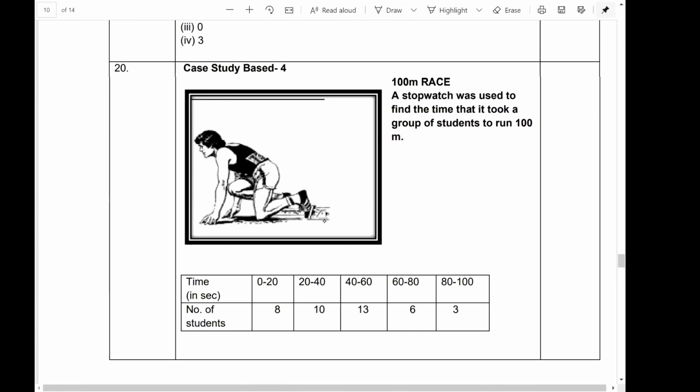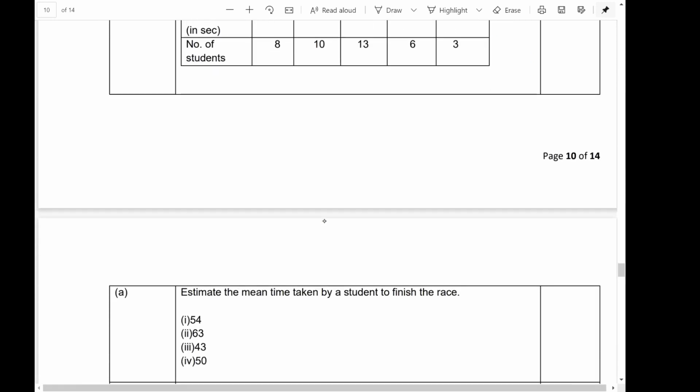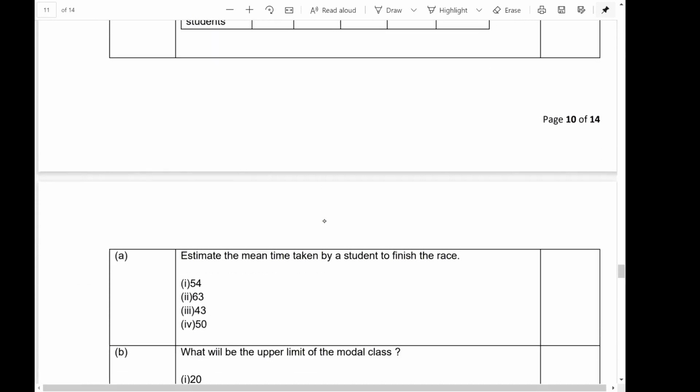0 to 20 seconds, 8 students. 20 to 40 seconds, 10 students. 40 to 60 seconds, 13 students. 60 to 80 seconds, 6 students. 80 to 100 seconds, 3 students. Based on this table, we should answer the statistics-based questions. The first question is, estimate the mean time taken by a student to finish the race.